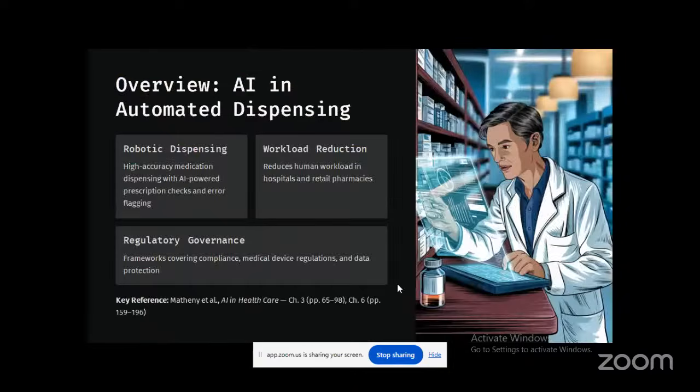So let us discuss the overview of AI in automated dispensing systems. Here robotic dispensing can be used, so high accuracy and workload reduction can be achieved, and regulatory governance can be applied. Here the medical device regulations, data protection and framework covering compliance can be considered. This is available in the textbook AI in Healthcare by Mathni, chapter 3 and chapter 6.